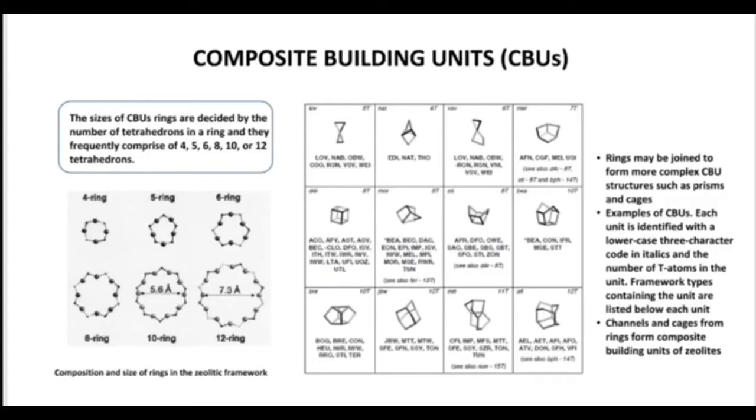And then we move to the other figures, which show examples of composite building units. Each unit is identified with a lowercase 3 character code in italics on top of the units, and the framework types containing the units are listed below each unit. You can see below each unit there are framework types. And then the rings may be joined to form more complex CBU structures such as prisms and cages. Channels and cages from rings form composite building units of zeolites.